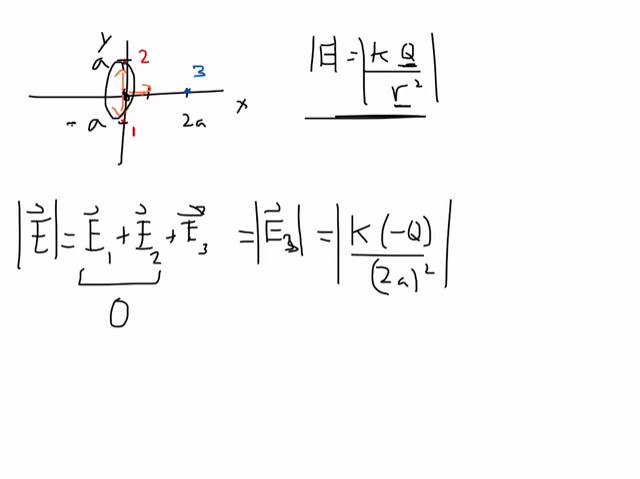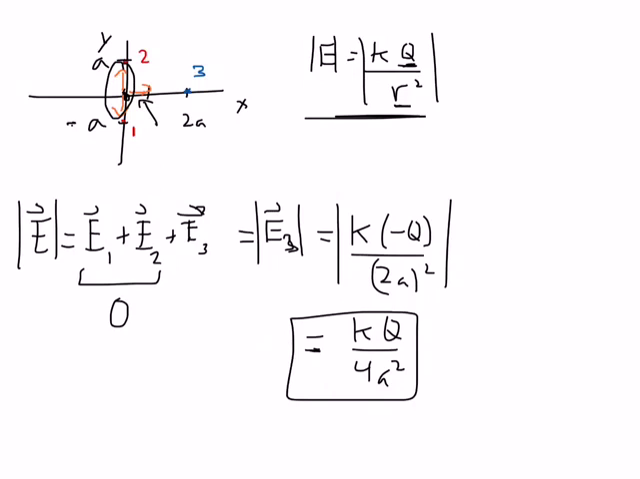Oops, not squared there. So we take the magnitude of that, so that gets rid of the negative sign. So we have kq over 4a squared, and that'll be the electric field at the origin. And the direction is the arrow that's left over, right? It's this one, so it's to the right.